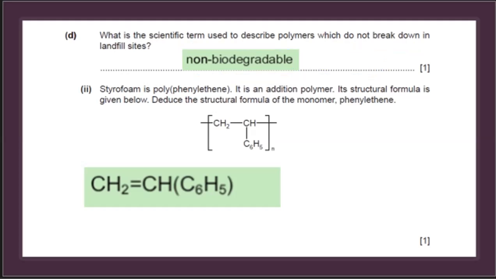Styrofoam is polyphenylethene. It is an addition polymer. Its structural formula is given below. They ask you to deduce the structural formula of the monomer phenylethene, right? The monomer is phenylethene. How are we going to get back the ethene? It would have come from the alkene, so therefore a double bond should have been here. The double bond was broken in order to form this structure, so therefore we put back the double bond and rewrite the structure, and that will give us the monomer which was used to produce this polymer.